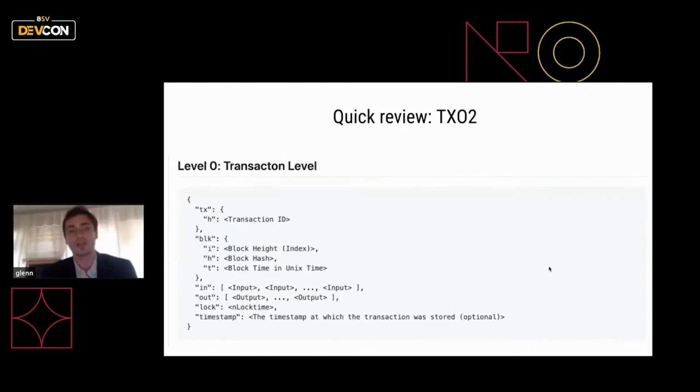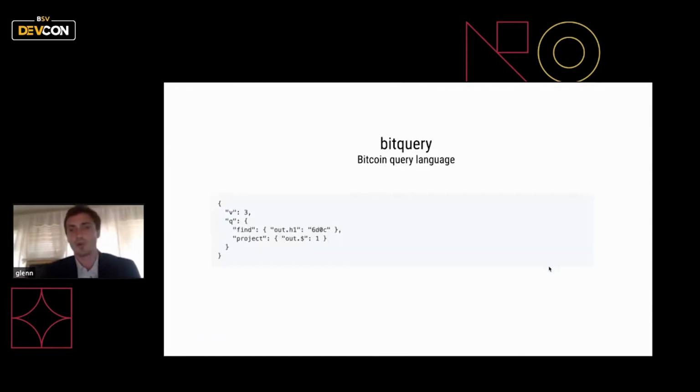Another quick thing to mention that's not included here at transaction level is that I is also included. With Bitbus, you have the I attribute, which is topological ordering within the block. The only reason I cover that is because it's relevant for what we're about to show, which is to make it possible to use BitQuery, which is a Bitcoin query language.